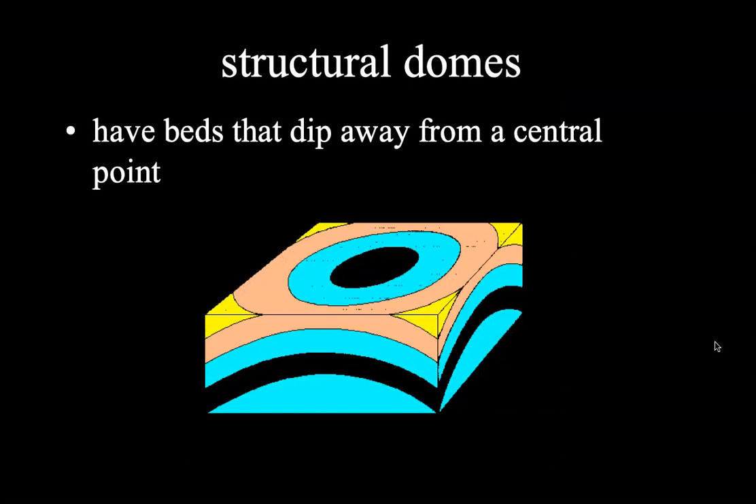A dome is a sort of 3D fold. If you can imagine a tortoise walking around, a tortoise is shaped like a dome. All the layers dip away from the central point.